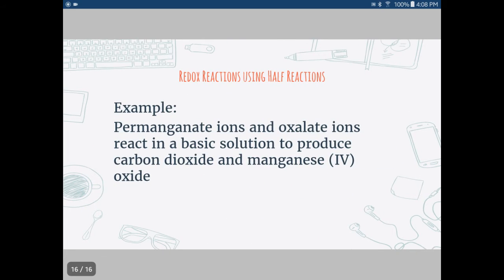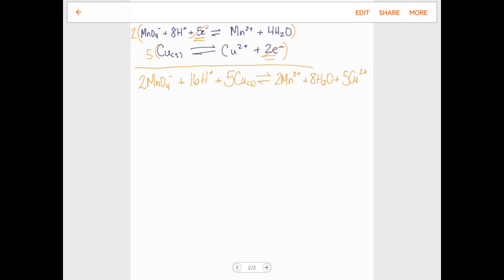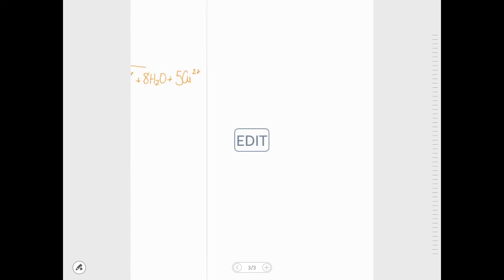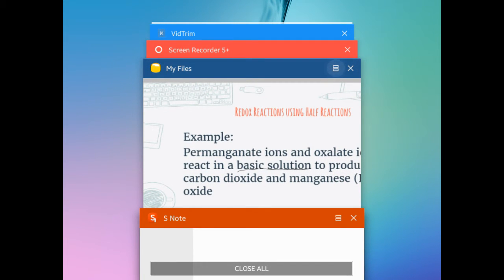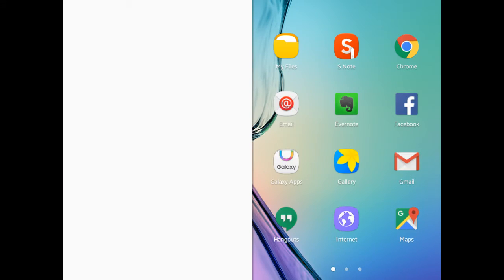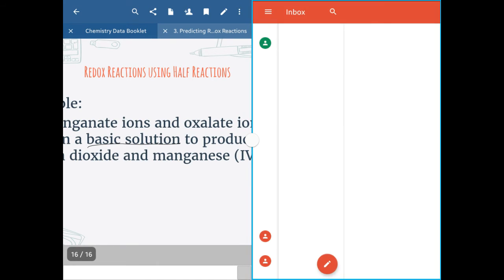So again, we have permanganate ions, we have oxalate ions. They react in a basic solution, and we produce carbon dioxide and manganese 4. Now this example I'm going to do on a different page so that I have lots of room to go through my example.